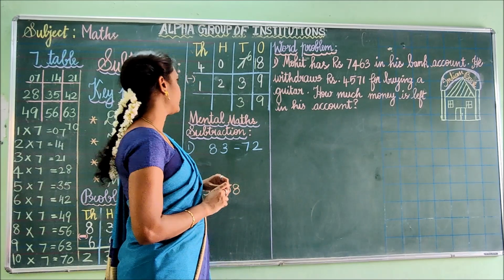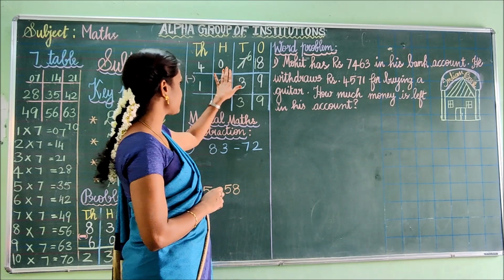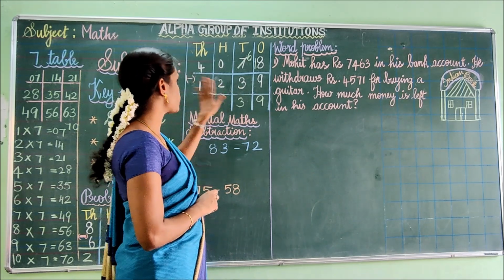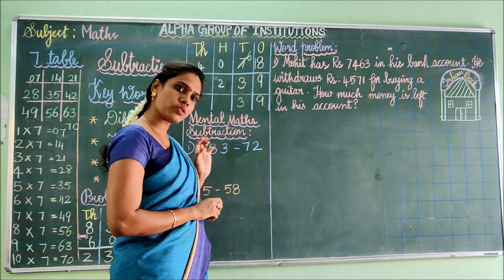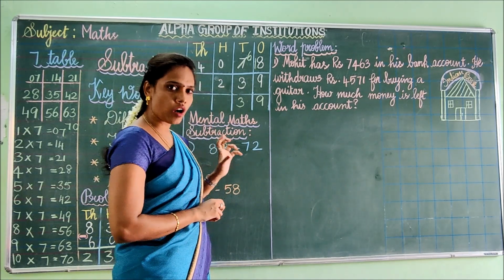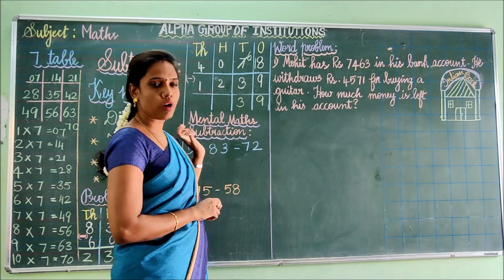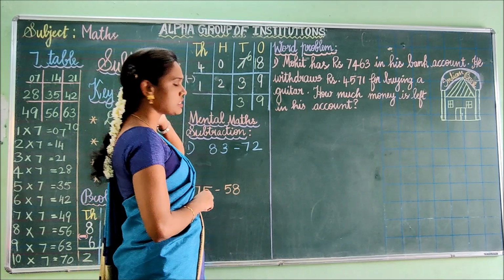Okay children, fine. Now we move on to hundreds place. See here in hundreds place we have 0 minus 2. See the top number, it is 0. 0 is the smallest number. 0 is the starting number. So 0 is the smallest number when compared to 2. What do you have to do? You have to again borrow from the thousands place.